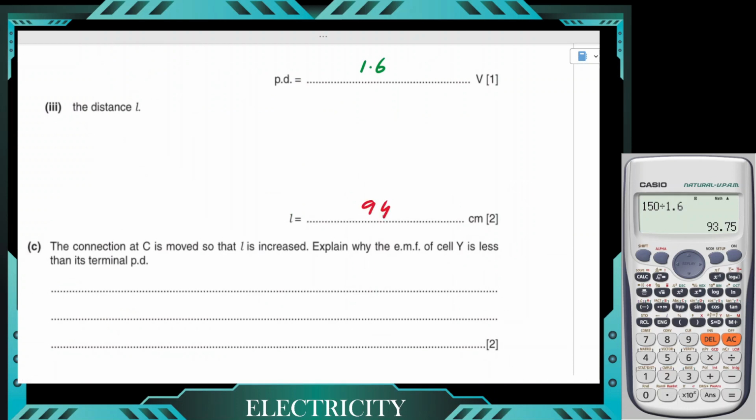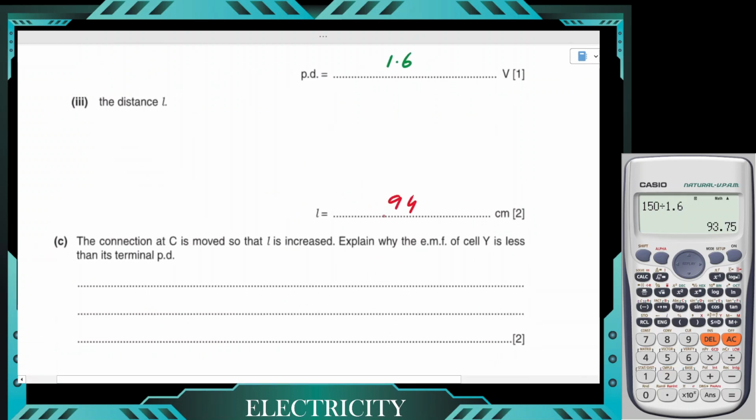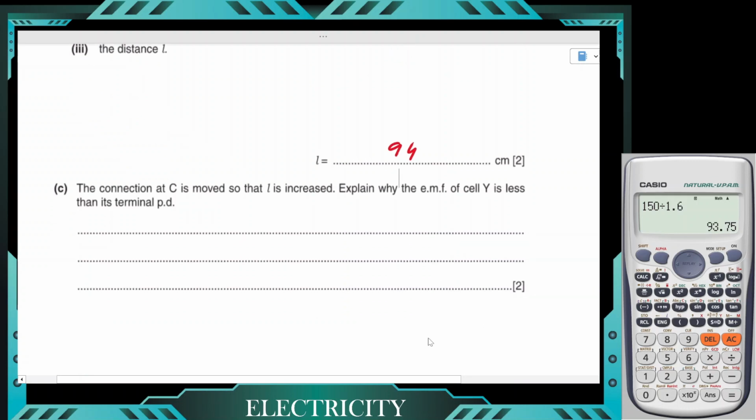And then you have the theoretical one. They always end up the question of potentiometer with the similar question. The connection C is moved so that the length L is increased. Explain why EMF of the cell Y is less than its terminal potential difference.